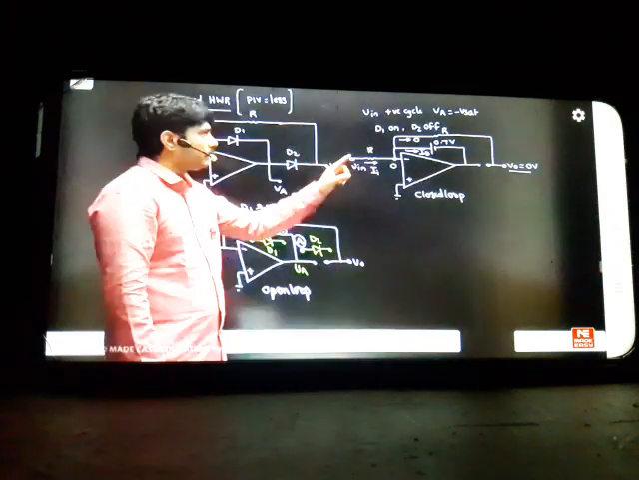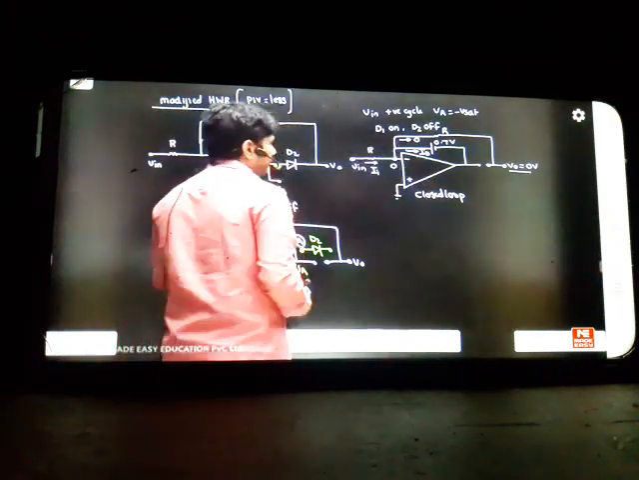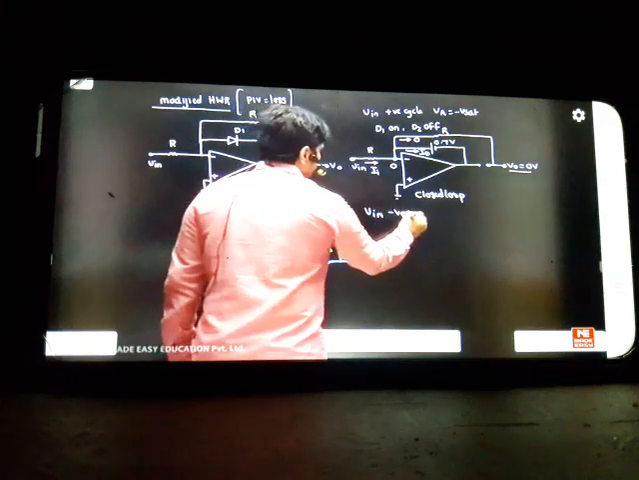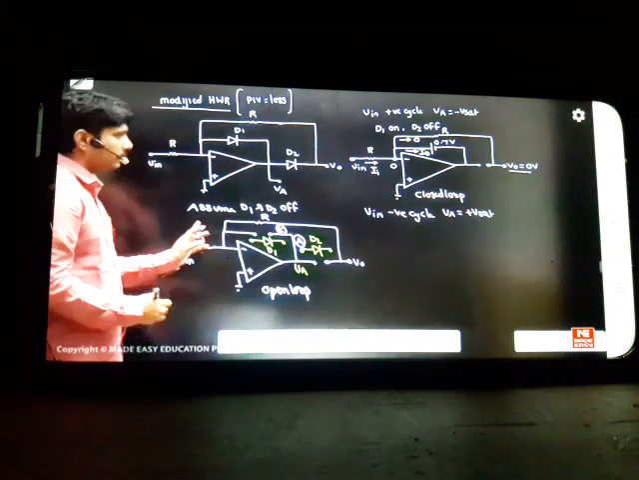0 minus I into R is 0. So output became 0 in the class. This is the trick for the first concept. So positive cycle, it is not reacting actually. So when input is negative, suppose, negative cycle, your VA becomes plus V saturation. It is opposite. If I give a negative cycle, the saturation becomes positive.